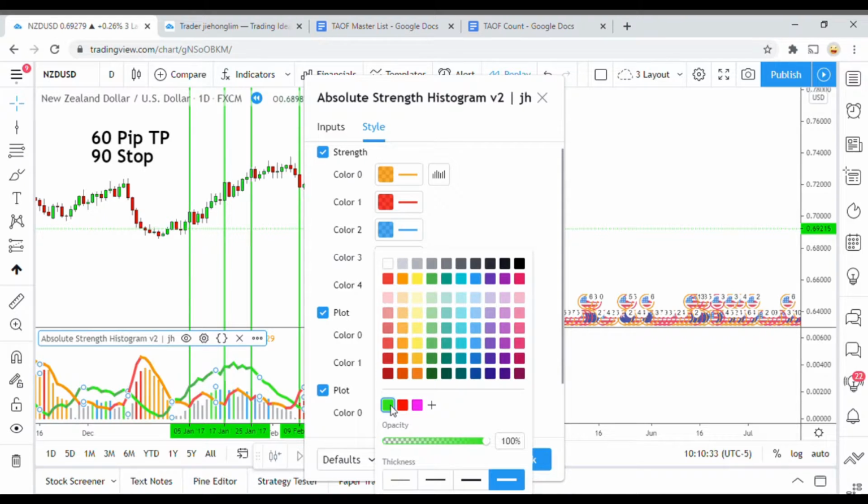Let me see if we can't match up these here. There.